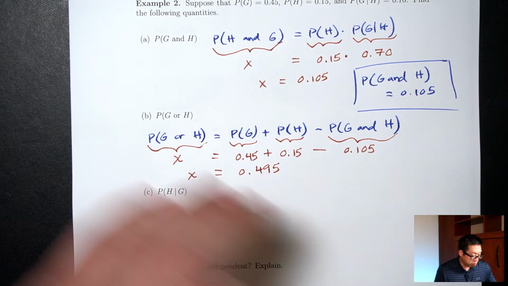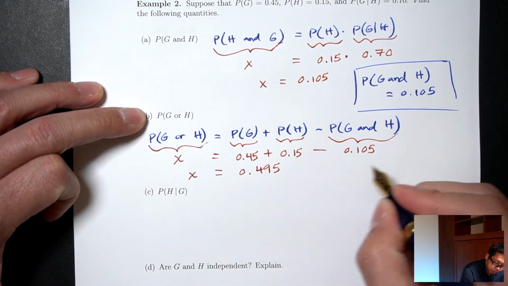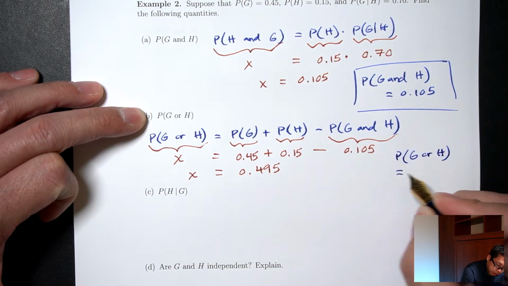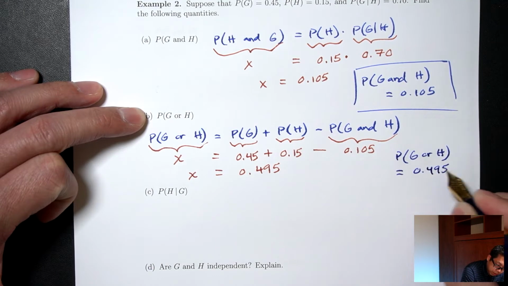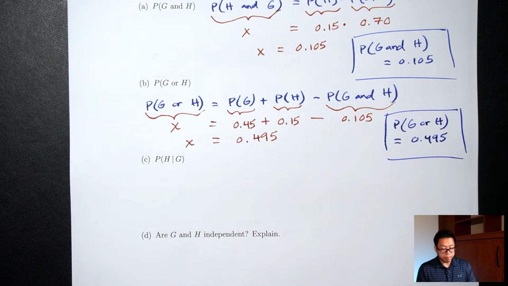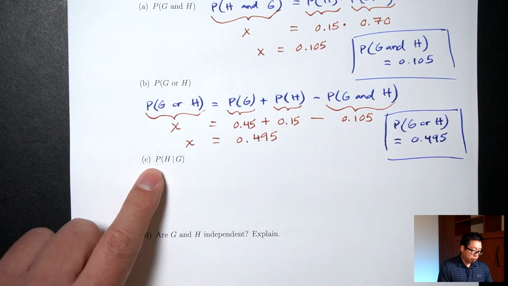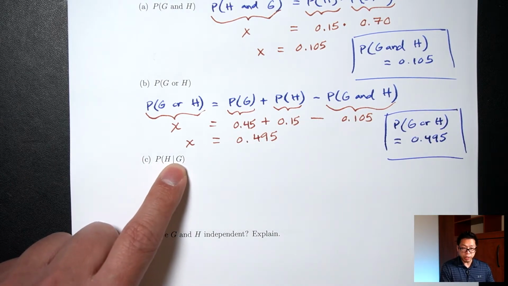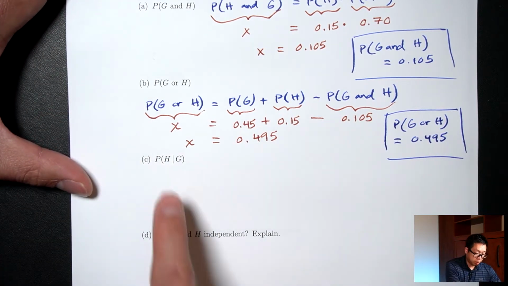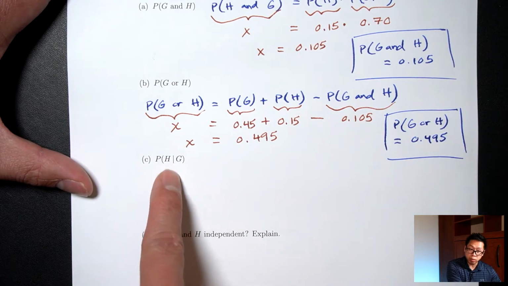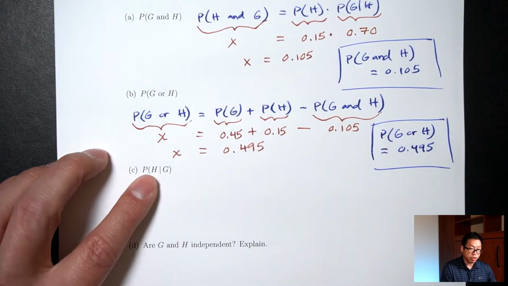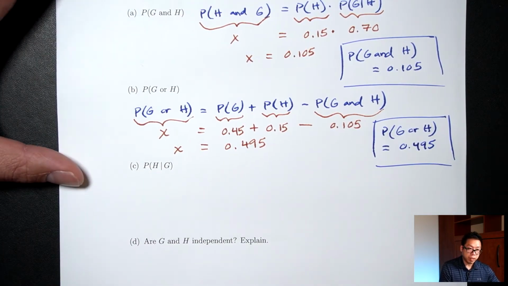Okay, so what we just found was G or H, and that was 0.495. Part C, probability of H given G. So which formula has H given G? This is conditional probability. The order does matter for these probabilities. So which one has H given G in that order?